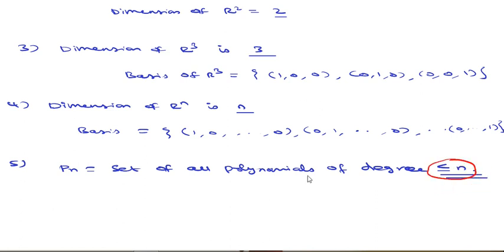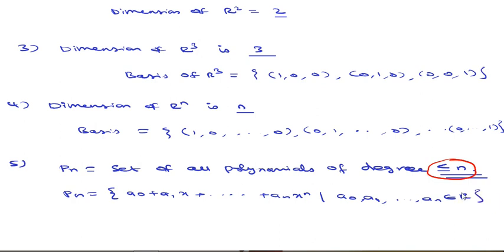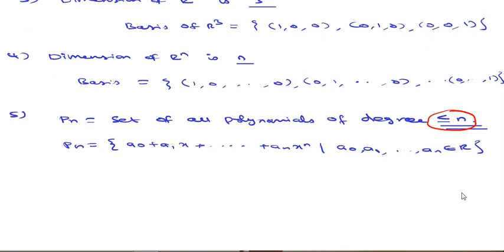If we take the set of all polynomials of degree equal to n, then that set will not be a vector space. So the degree should be less than or equal to n. Pn will have elements of the form a0 plus a1x plus etc. plus an x power n, where a0, a1, etc., an are real numbers. Here also the field is assumed to be R. This we call the set of all polynomials of degree less than or equal to n over R. Over R means the coefficients of these polynomials will be real numbers.